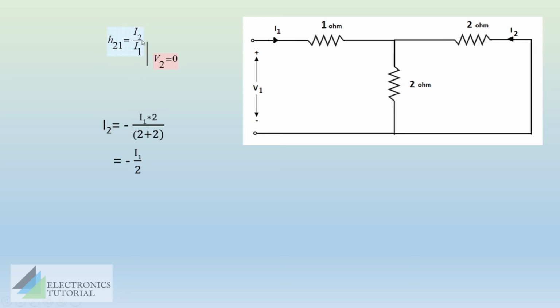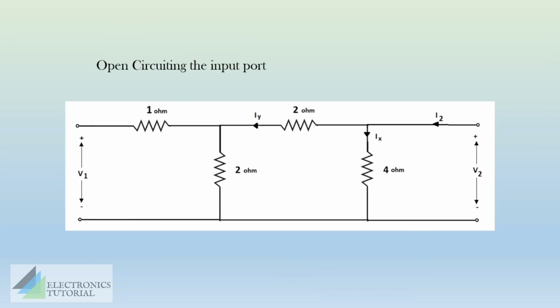Now our numerator has become a term of I1, that is, both the numerator and the denominator are now in terms of I1. So we'll complete the relation by substituting the value of I2, that is minus I1 by 2 divided by I1, and this gets simplified as minus 1 by 2. So the first case is over, short circuiting the output port. Now we'll do the second step, open circuiting the input port.